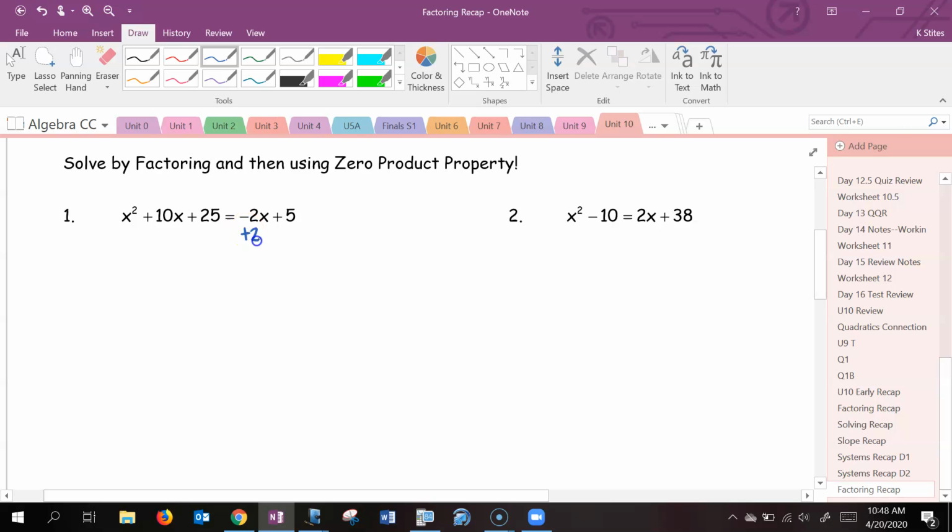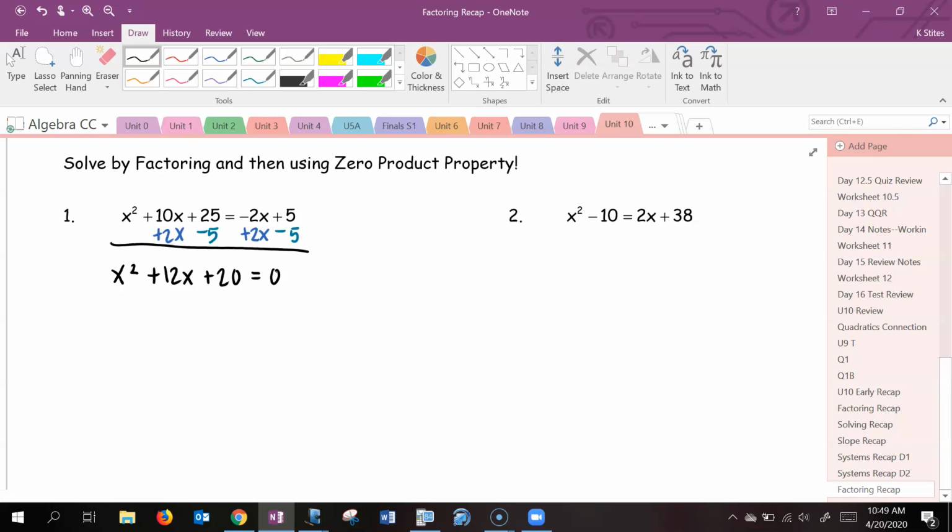Again, we always want an equal zero. So here I'll have to add my 2x over. And I'm also going to subtract my 5 over. And then we should be able to combine. 10x plus 2x is 12x. 25 minus 5 is a positive 20. And then you'll have an equal 0 over here. Now we can go ahead and do our box problem.